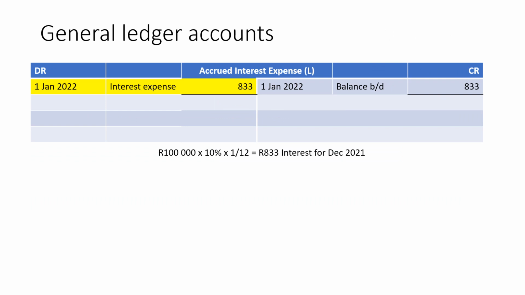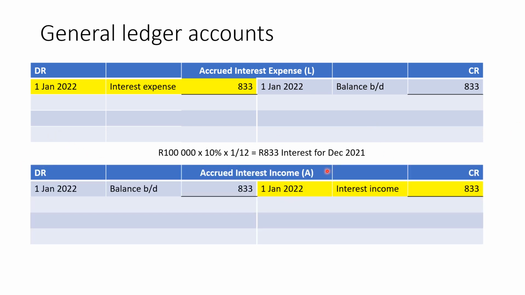So this is what that journal entry would look like when I post it. The journal entry I've just shown you is taking away the accrued interest expense that you had at the beginning of the year. So this is a reversal of the adjustment that you did at the end of last year. You're debiting the liability to reduce it, and you're going to credit the interest expense.